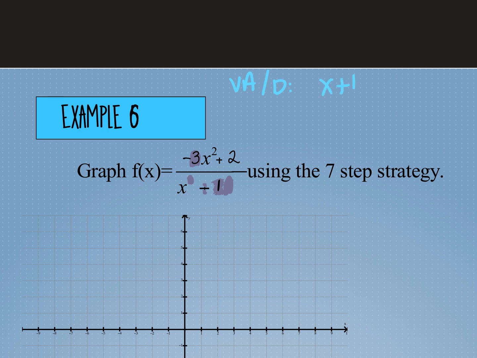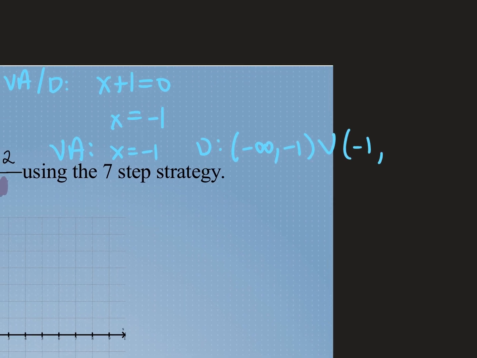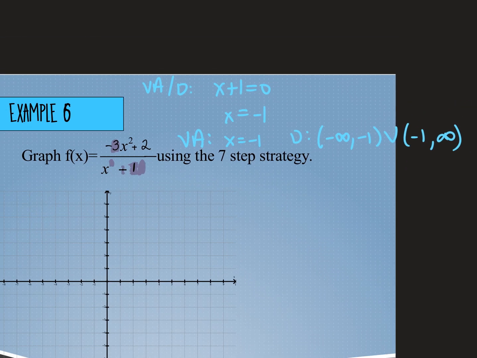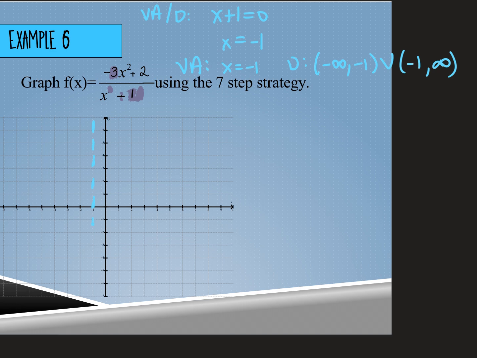Denominator. So x plus 1 equals 0. So what's x equal? -1. So my vertical asymptote is that x equals -1. That means my domain is what? Negative infinity to -1, union, -1 to what? Infinity. Perfect. So I'm going to go to my graph. I'm going to draw a vertical dashed line right here at -1.